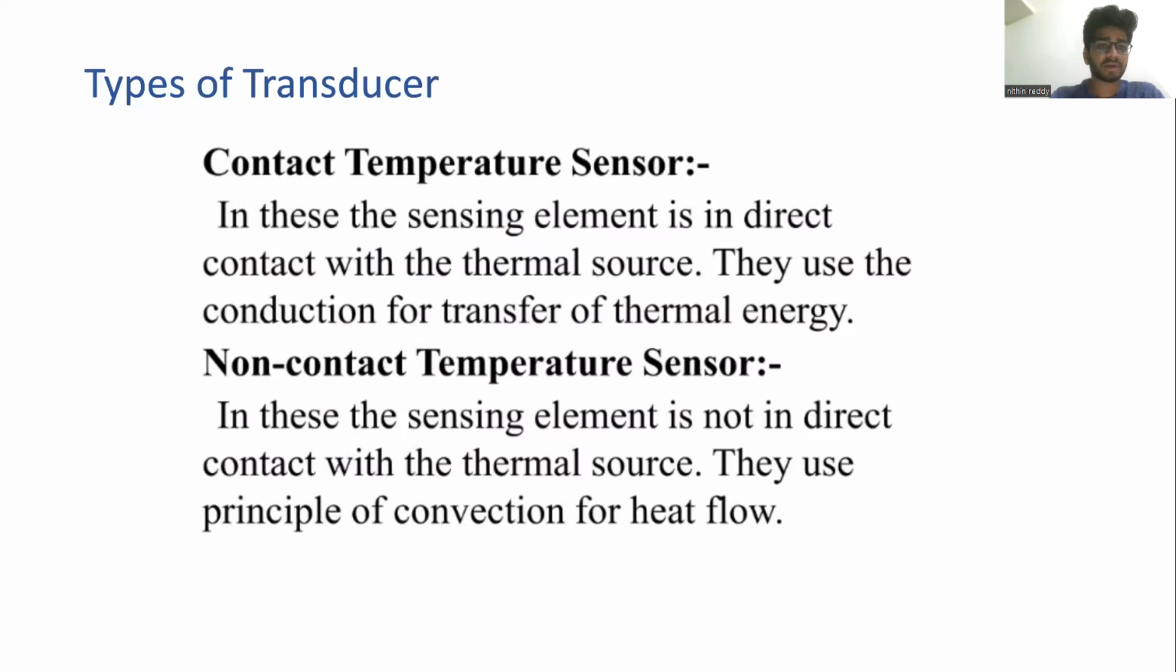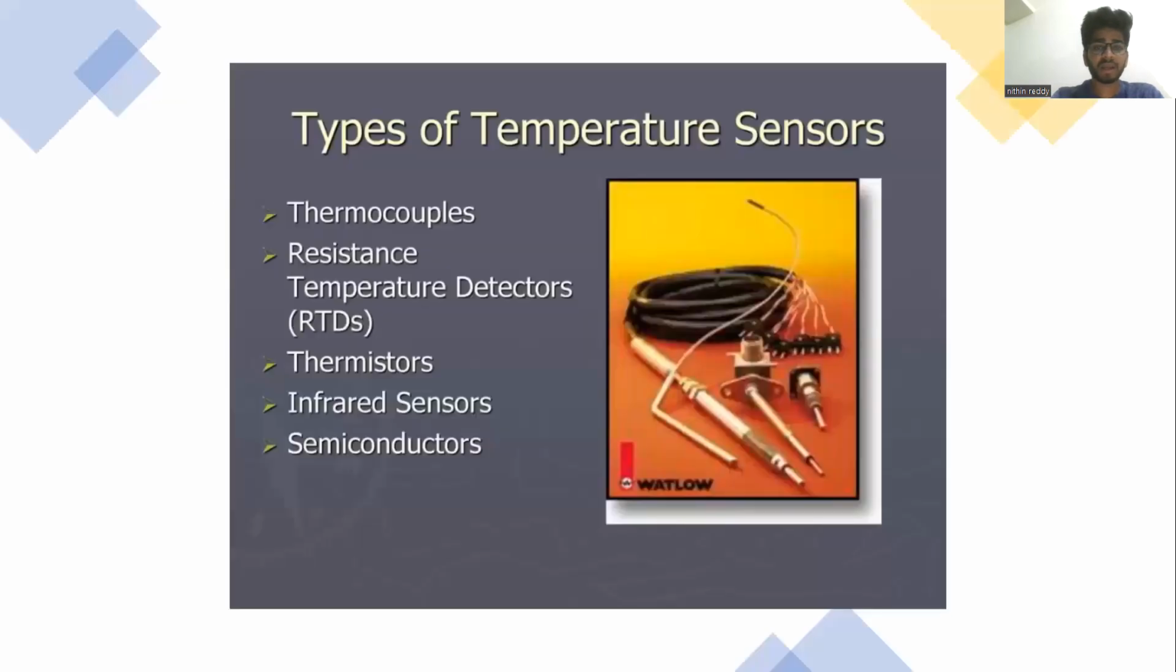Types of transducer: contact temperature sensor. In this, the sensing element is in direct contact with the thermal source. They use conduction for transfer of thermal energy. Non-contact temperature sensor. In this, the sensing element is not in direct contact with the thermal source. They use the principle of convection for heat flow. Types of temperature sensors: thermocouples, resistance temperature detectors, thermistors, infrared sensors, and semiconductors.